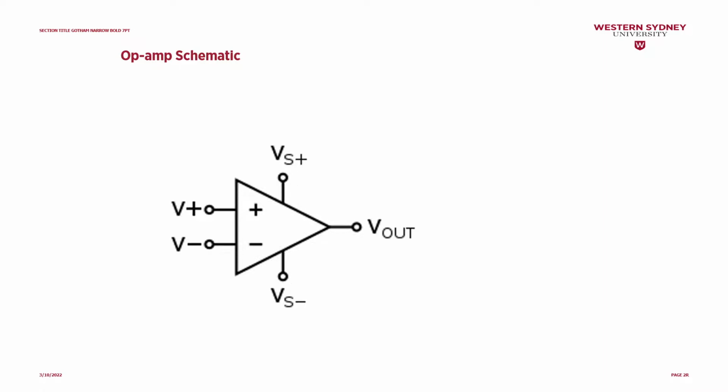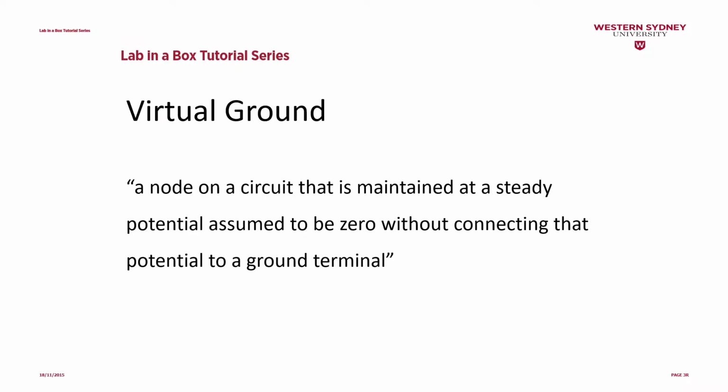So how do we realize that? Because we do not have a positive and negative power supply, and there are no batteries in your lab in a box. Well, that is why we're talking about the virtual ground. A virtual ground can be described as a node on a circuit that is maintained at a steady potential, which is assumed to be zero, without actually connecting that potential to a ground terminal. So in summary, we are creating a ground terminal without actually connecting it to such.